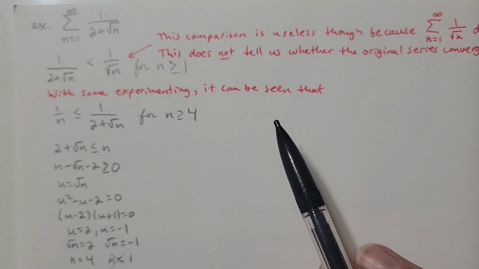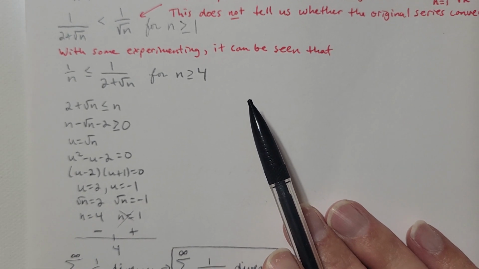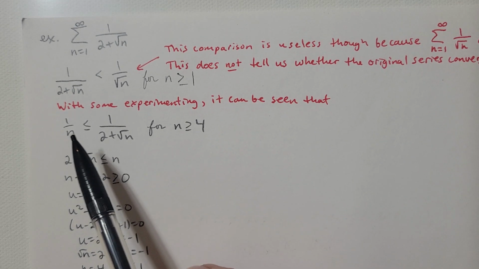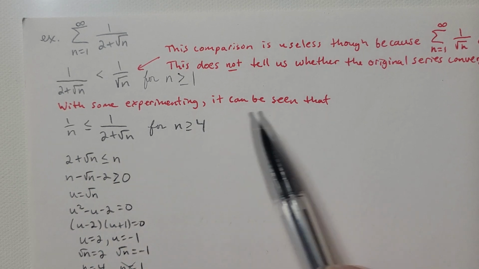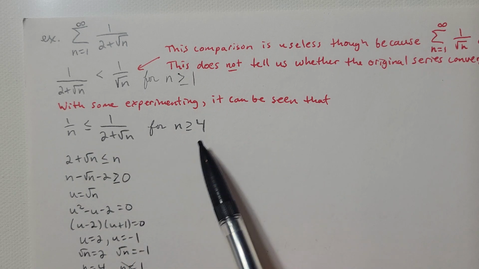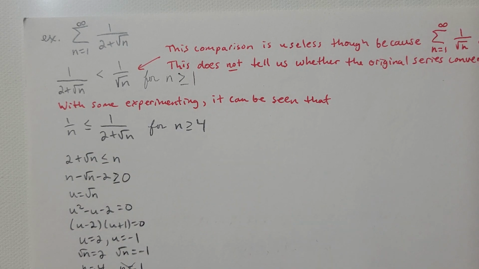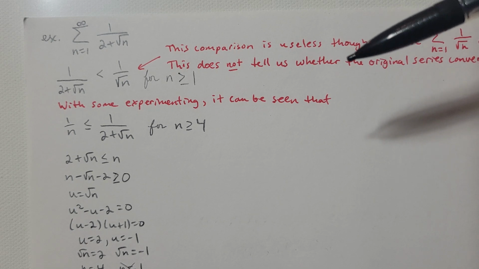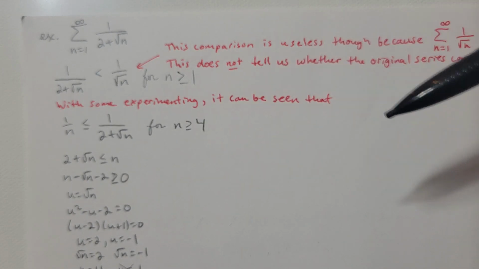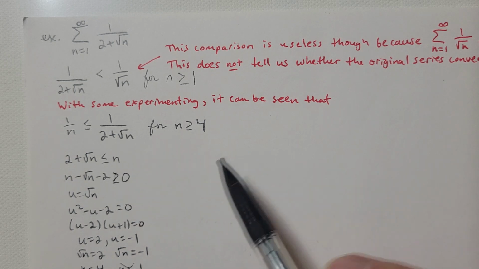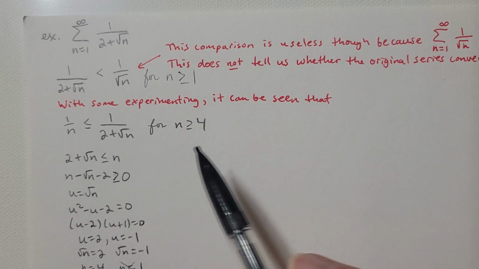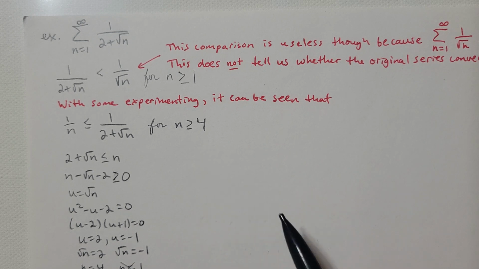Now with some experimenting, it can be seen that 1 over n is less than or equal to 1 over 2 plus the square root of n. Now this statement doesn't happen until n is greater than or equal to 4. All we need to do is show that the comparison happens for some value n in this problem, and I'll comment on this after we've looked at where this n greater than or equal to 4 comes from.